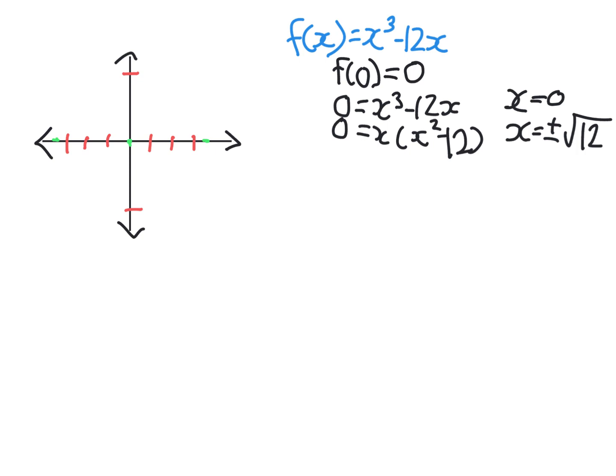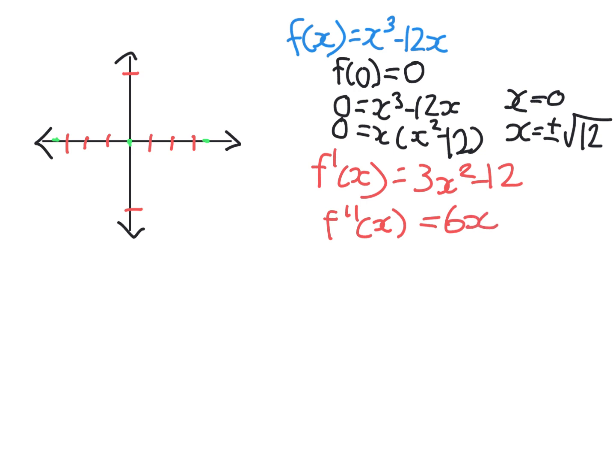What is new is finding the first and second derivative. So the first derivative, you know how to do this. We just move the power to the front, decrease the power by 1. It's 3x squared minus 12. And then the second derivative is just move the power to the front, decrease power by 1. It is 6x. So how do we actually get the information we need from these?